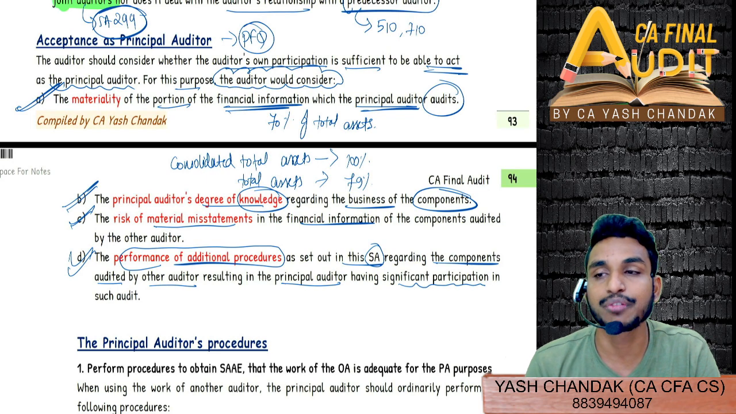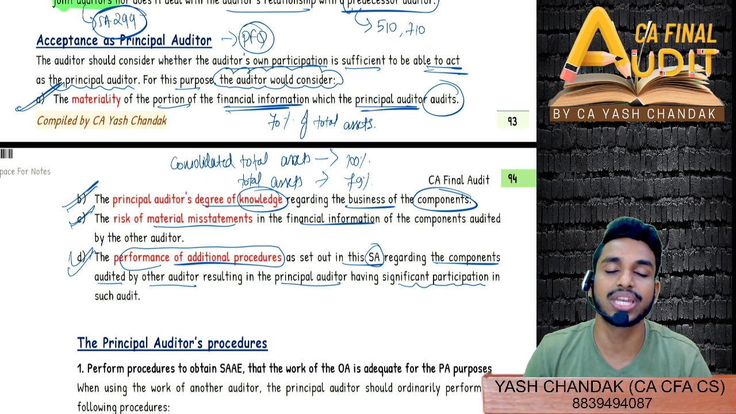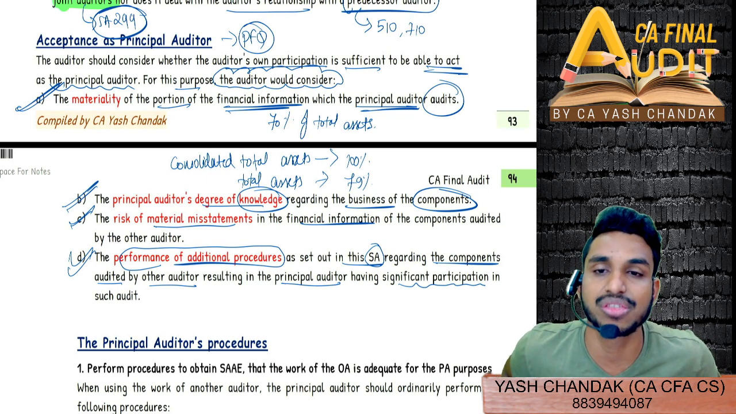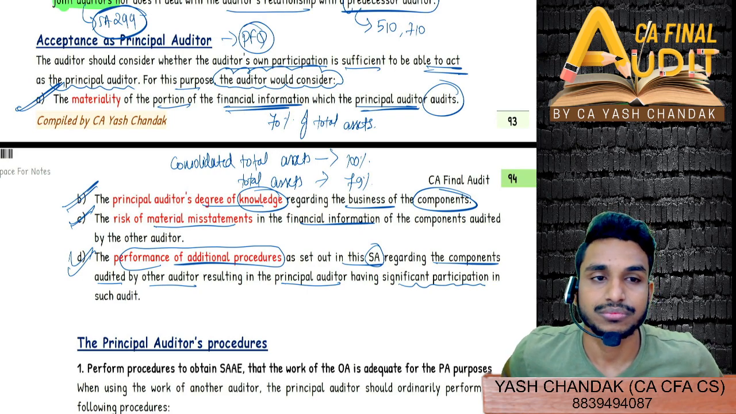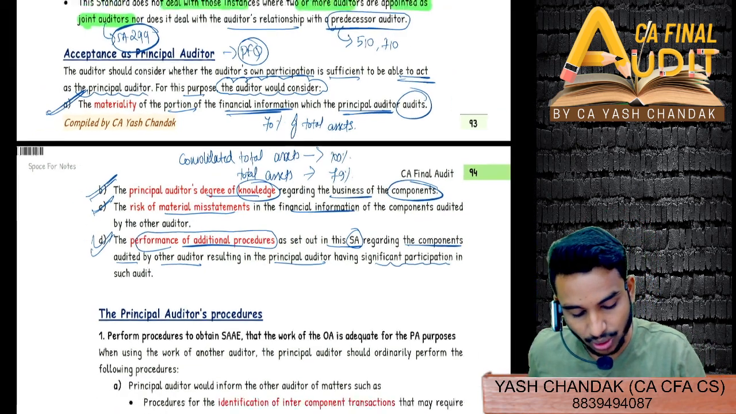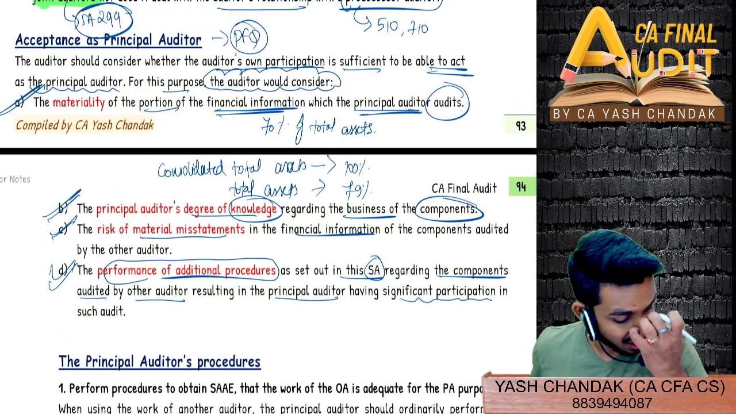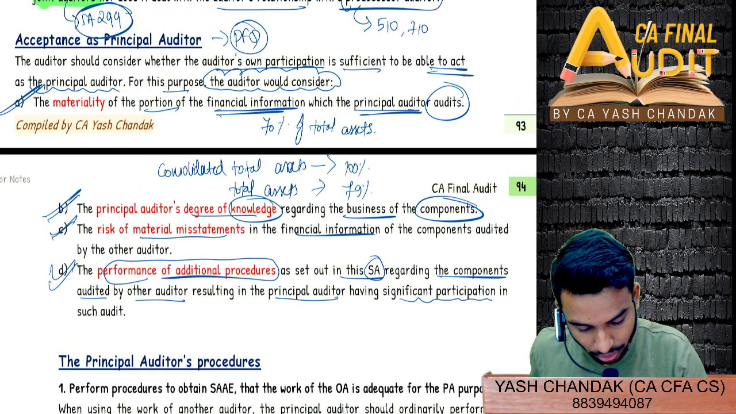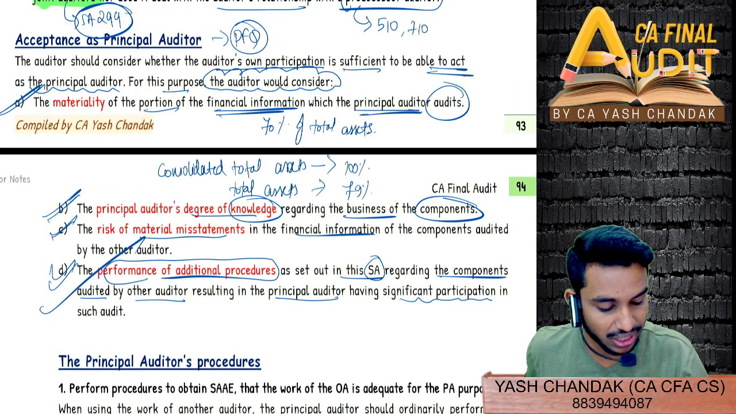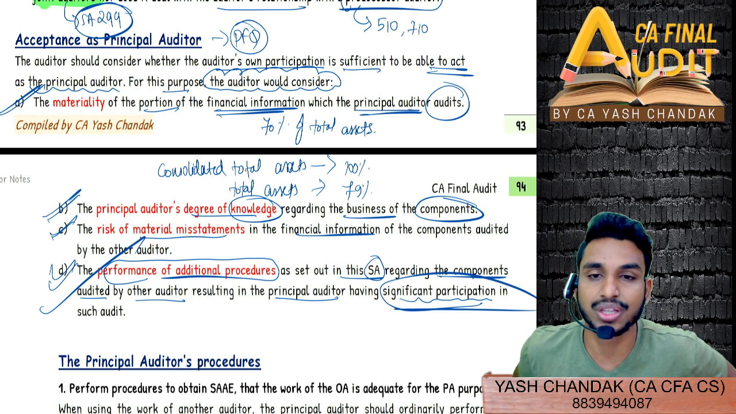And lastly, performance of all the additional procedures that you need to carry out as per this standard, SA 600, regarding the components audited by other auditors, resulting in the principal auditor having significant participation in such audit.